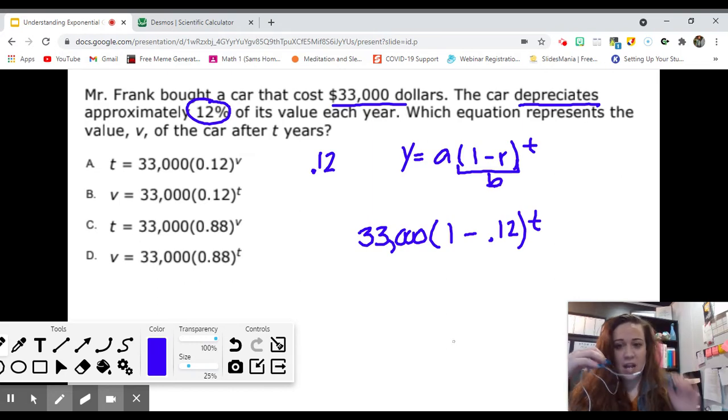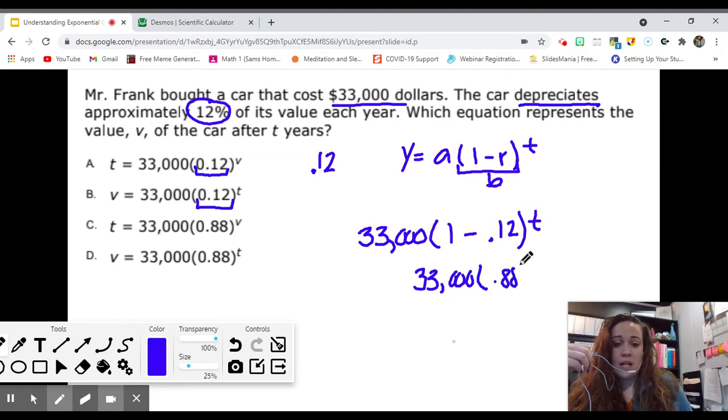Now, off the top of your head, it looks as if A and B could be correct because we see the rate right in there at 0.12. But don't forget that your equation has 1 minus the rate because it is depreciating. So when I do 1 minus 0.12, I get the number 0.88. So we have 33,000 times 0.88 to the t. Making sure that we have t in years as our exponent, D is the correct answer for this particular problem.